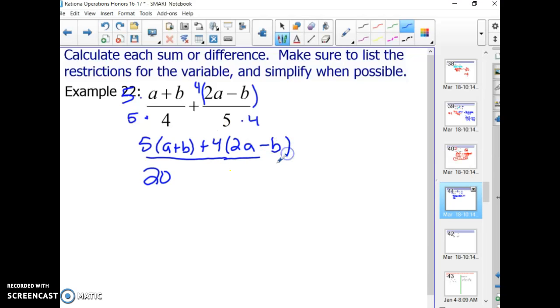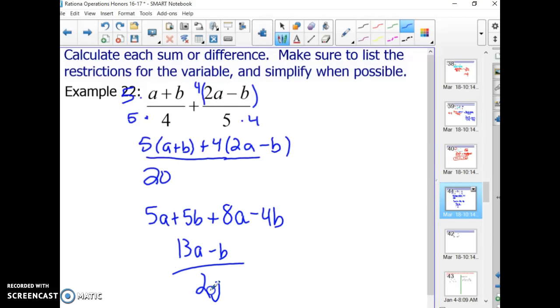So this is the big thing when you start to get into adding, subtracting. I've got to take it through everything. So that becomes a 5A. Add a 5B. Add 4 times 2 is an 8A minus 4B. I go and combine like stuff. 5 add 8 is a 13A. 5B minus 4B is a 1B, and then it's all over 20, and there is no restrictions because I have no variables on the bottom.